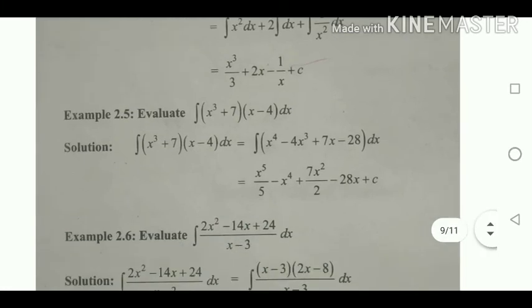Evaluate the integral of (x cube plus 7) into (x minus 4) dx. Here multiply these two terms: x cube into x, you are getting x power 4. X cube into minus 4, minus 4x cube. 7 into x, plus 7x. 7 into minus 4, minus 28 dx.